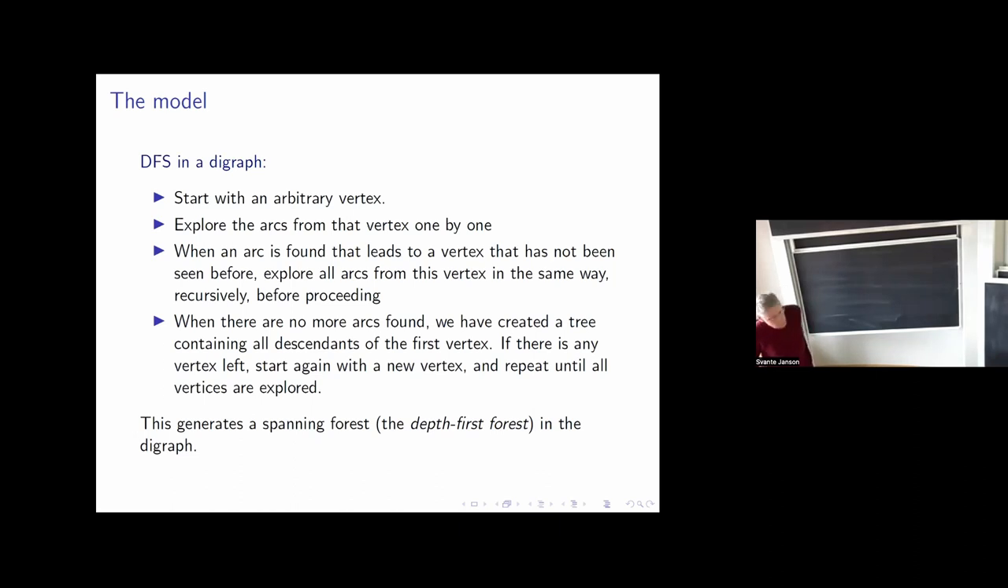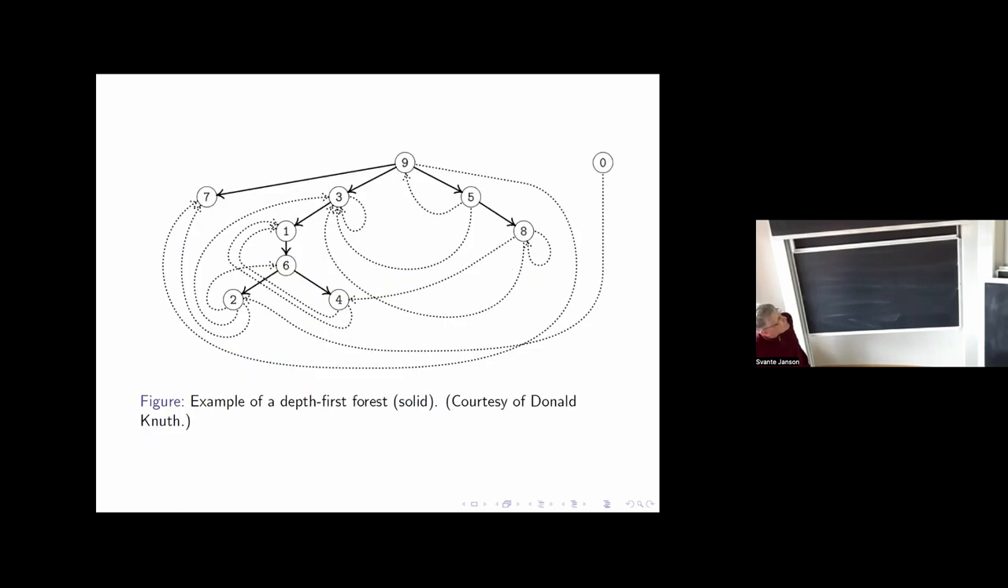Note that even if the digraph happens to be connected, we may very well end up with lots of different components here, unless we're very lucky and start at the right place. If we start, for example, with a tree, and you don't start at the root, you will not get the whole tree in the first component. So here is an example which we have just taken from Don Knuth's book. He gave us permission to use this.